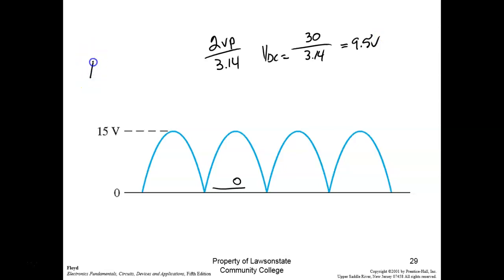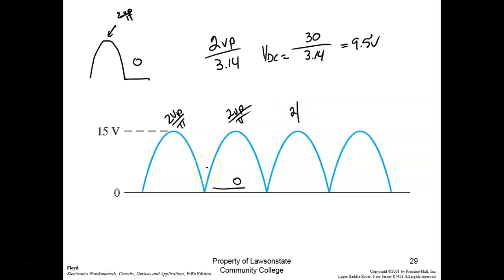So the way we came up with this guy, the average for an alternation is over pi. So when I come up here and do this, what are we averaging that with? We're averaging it with 0, right? Over here, this is over pi. This is peak over pi. This is 2V peak over pi.